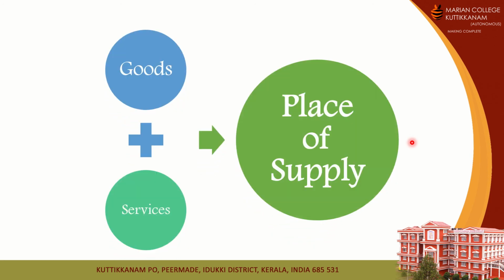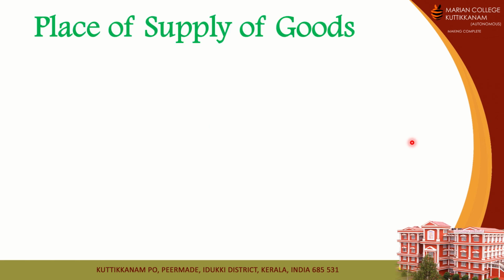Now, the place of supply concept is classified into two, that is place of supply of goods as well as place of supply of services. We know that the expansion of GST itself is goods and services tax. So the place of supply includes both the place of supply of goods as well as services. Now let's discuss the place of supply of goods in this video.